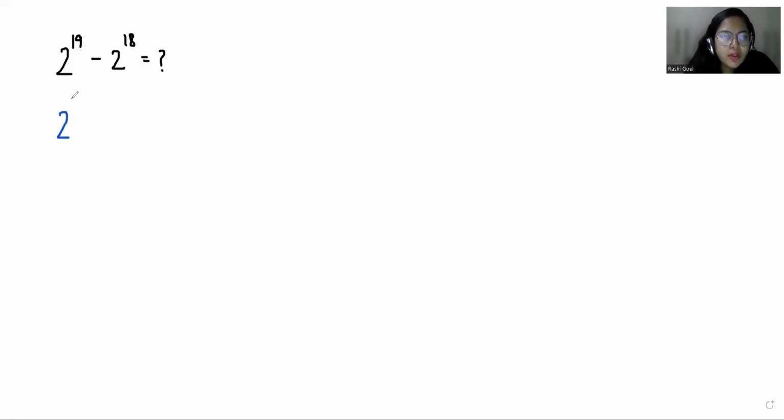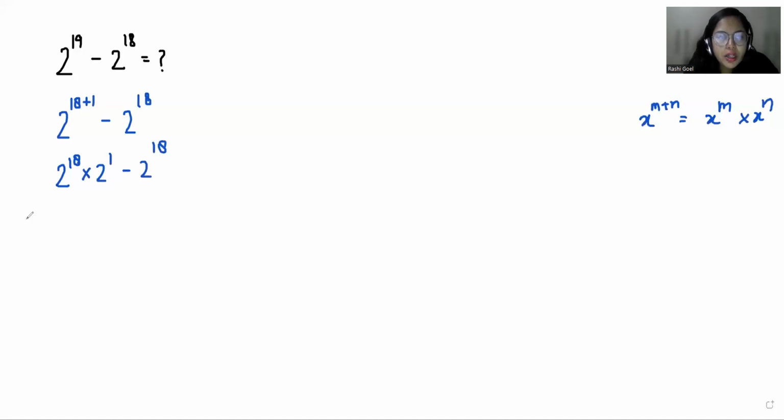So 2 power 19 we can write as 2 power 18 plus 1 minus 2 power 18. According to the exponent rule, x power m plus n we can write as x power m times x power n. So 2 power 18 times 2 power 1 minus 2 power 18. So I can take 2 power 18 as common. So 2 power 1 minus 1. So 2 power 18 times 2 power 1 is 2 and 2 minus 1 is 1.